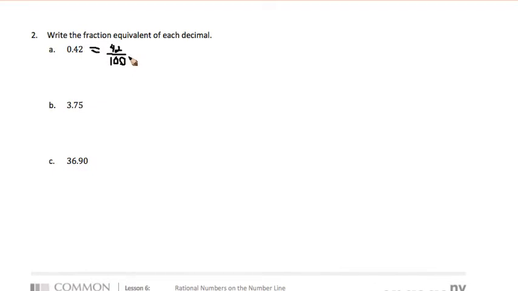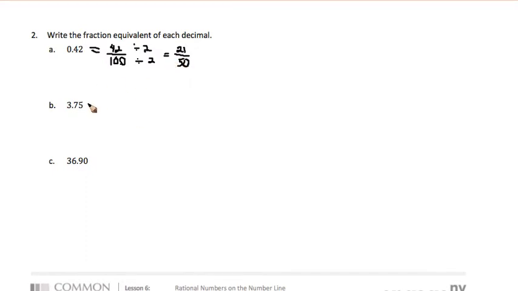It's also a good idea to simplify our fractions after we change them. And 42 and 100 are both divisible by 2. So we'll divide them both by 2 to simplify. 42 divided by 2 is 21. 100 divided by 2 is 50. So our final answer would be 21/50ths.